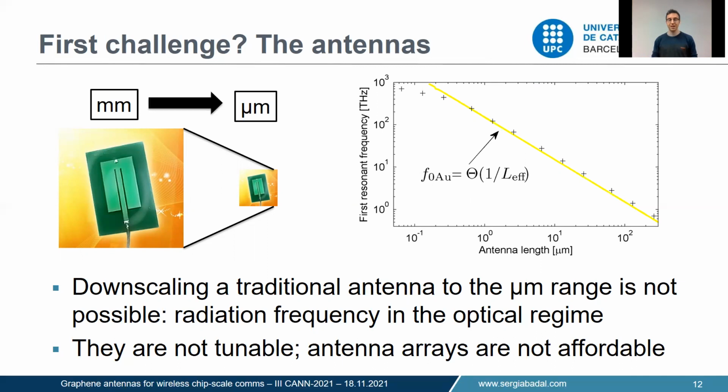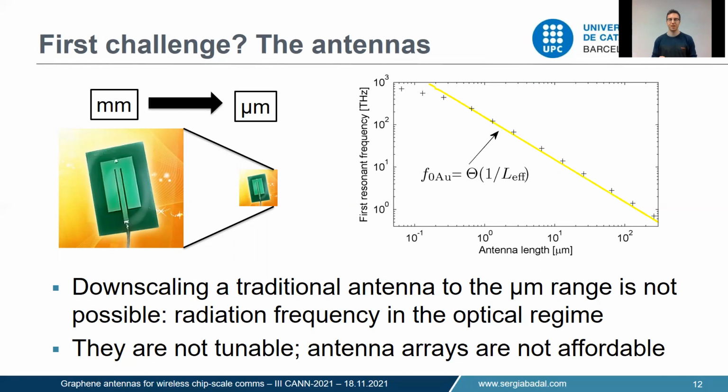Even more, metallic antennas are not tunable inherently. They are not tunable per se. So you need to add things around the antenna if you want to make them tunable. And if we want to make different spatial channels, you want to control how the antenna is radiating around itself, right?